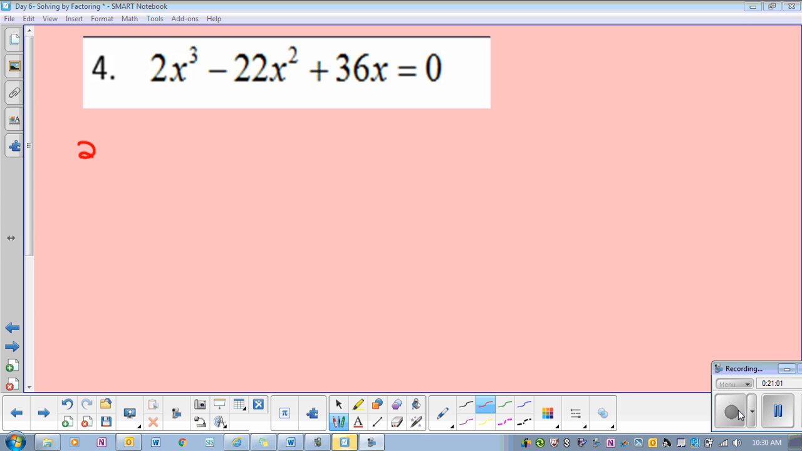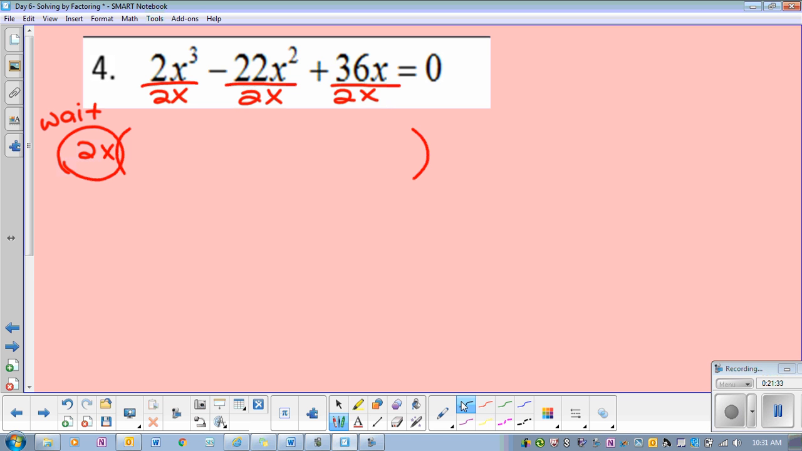2x. Good. How do we get 2x? Well, the numbers are 2, 22, and 36. But they all have x's in them. And the smallest x is an x. Does that make sense? Yeah. All right. Good. So divide everybody by 2x. Now you know that this one's just going to wait, right? Your GCF.